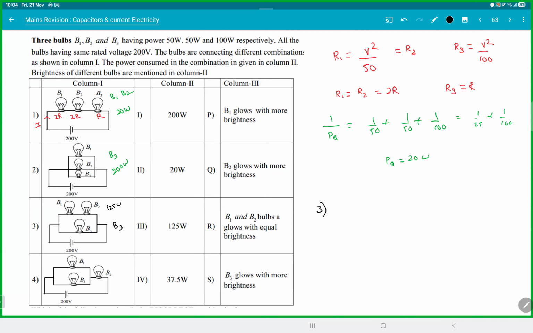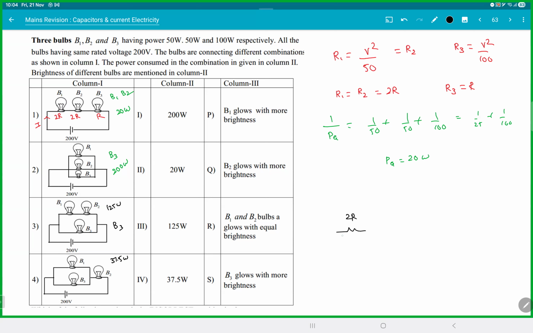B1, B3, 50, 100. 50 into 100 by 150, that is 100 by 3. B1, B3 parallel, they'll add up actually, 150 and 50. So 37.5 watts. Who will be the brightest? You have to check actually here.